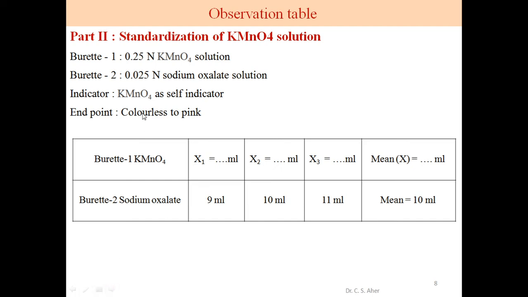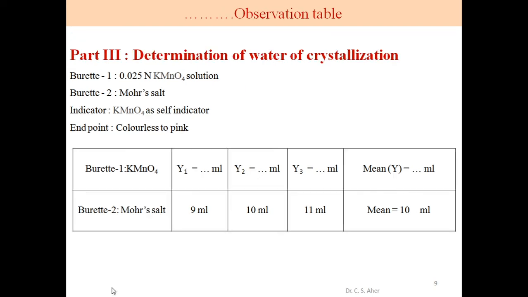This is the second observation table, that is the third part, determination of water of crystallization. Burette 1 has the same KMnO4 solution. Now in burette 2, instead of sodium oxalate, we have Mohr salt. Again the indicator is the same, and the end point is the same, the color changing to pink.